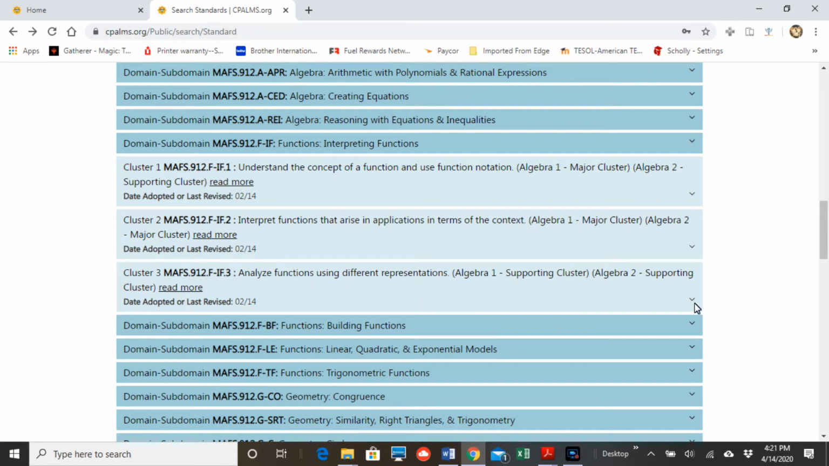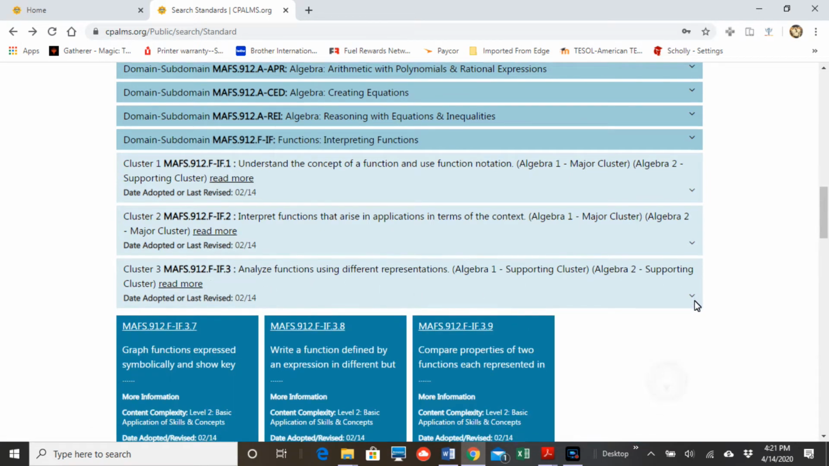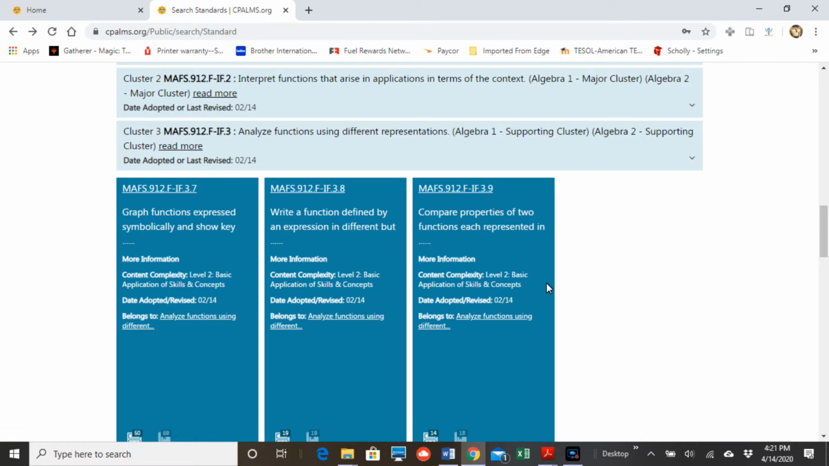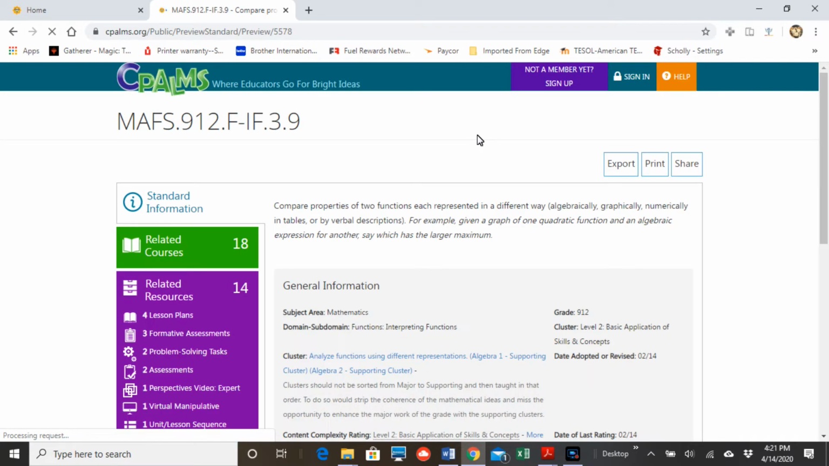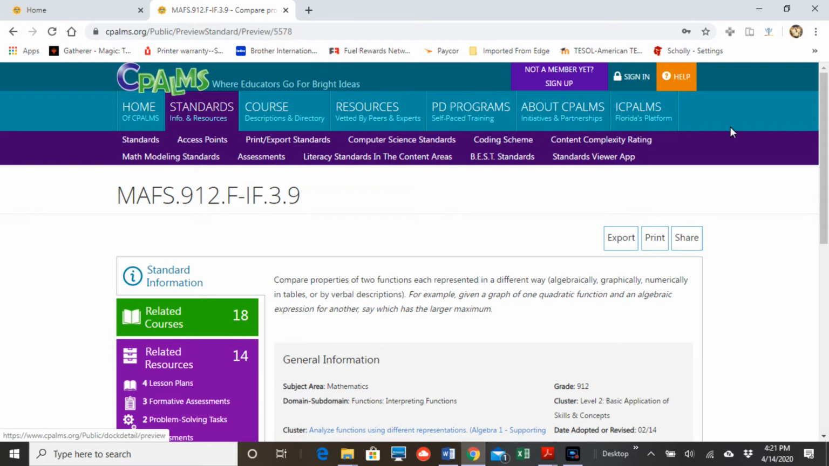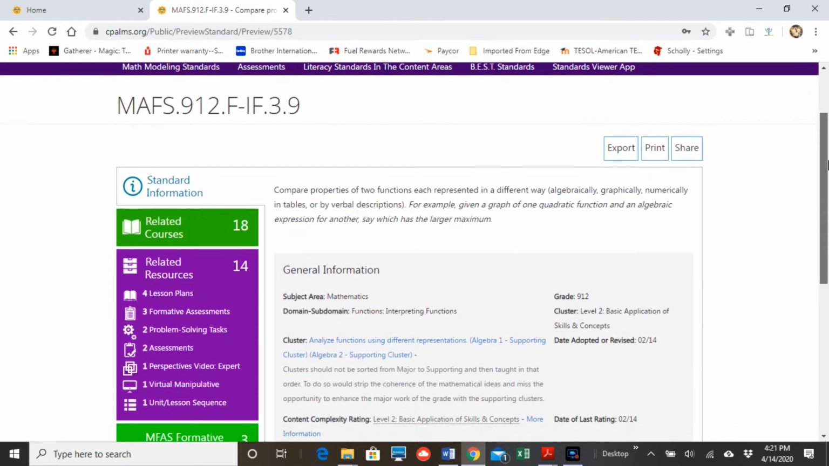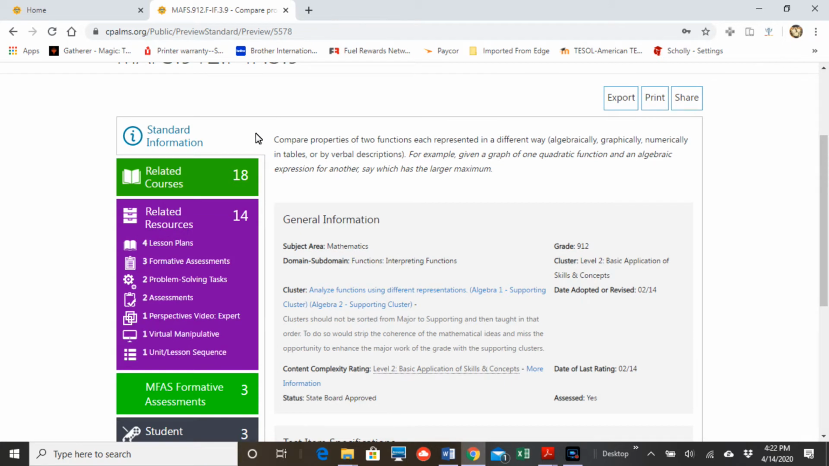So we were here. We're going to expand this. We're going to look at the 3 tiles made available. Now notice it says 14 resources. Keep an eye on that. So once you click on the standard, it is going to give you a description.